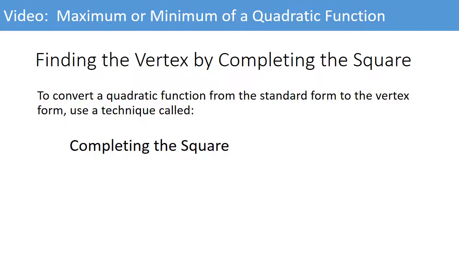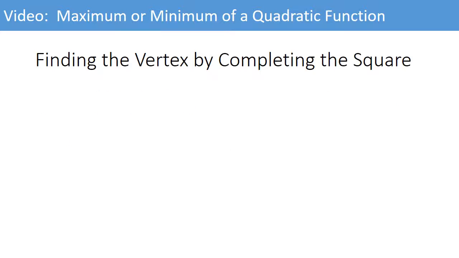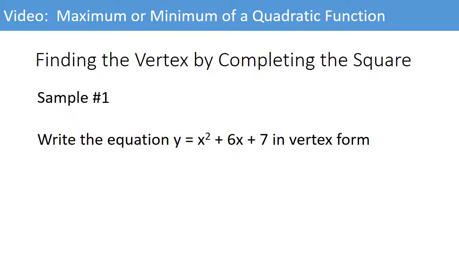Now, we're going to learn in this video how to convert a quadratic function from the standard form to the vertex form using a technique called completing the square. And we're going to do that by looking at some sample questions. Here is the first one. Sample number 1. Write the equation y equals x squared plus 6x plus 7 in vertex form.